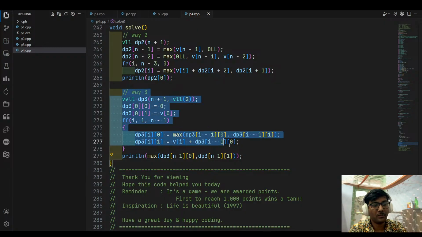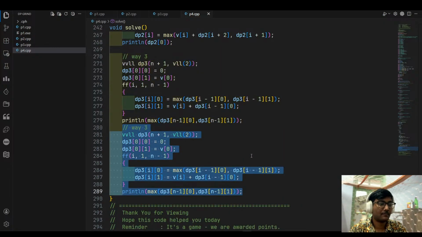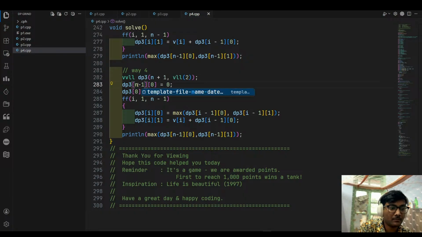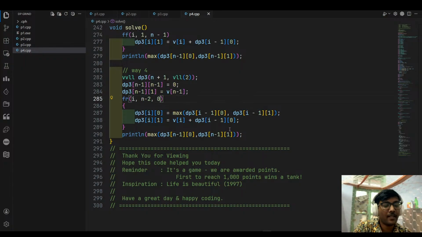So this was the way number 3. Way 4 would be the same idea, but again, here we have to mention that n minus 1 is 0 or n minus 1. If it is picked up, then it should be v of n minus 1. Here it will be a reversed loop from n minus 2 to 0. Here I should say this is dp4.